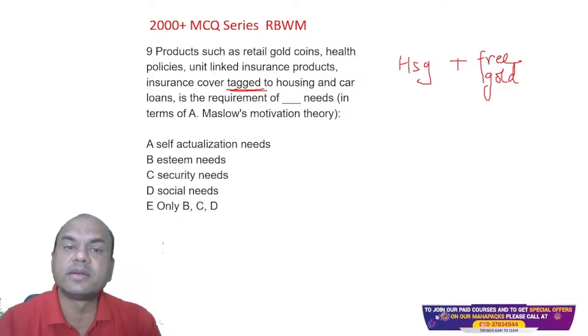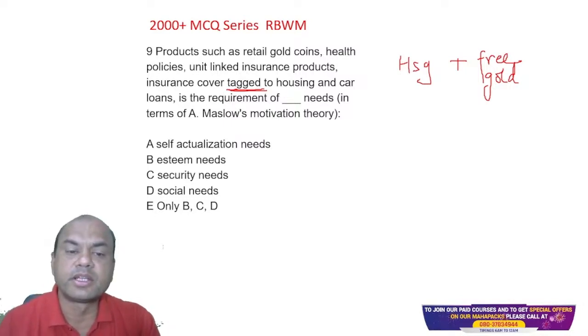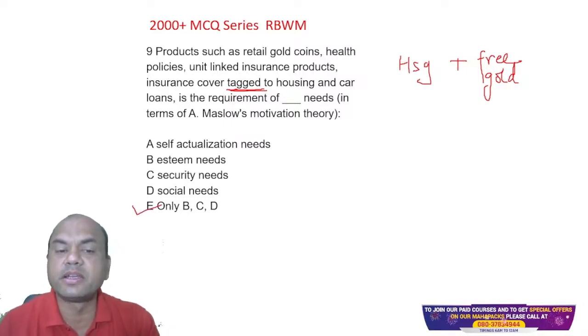What is the answer? Let me see how many of you are getting it correct. The answer is E, only B, C, and D. Self actualization doesn't need all these taggings.